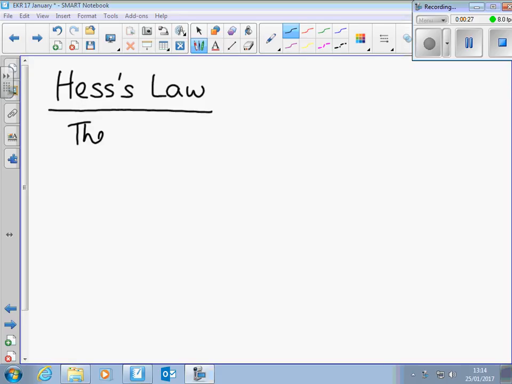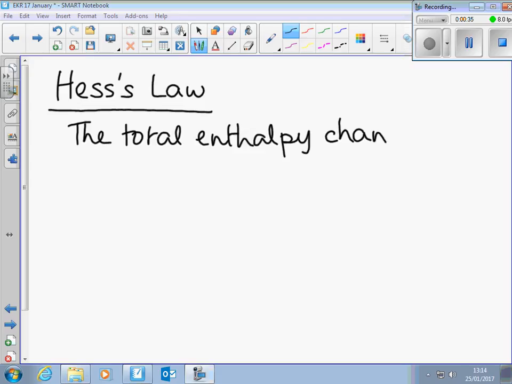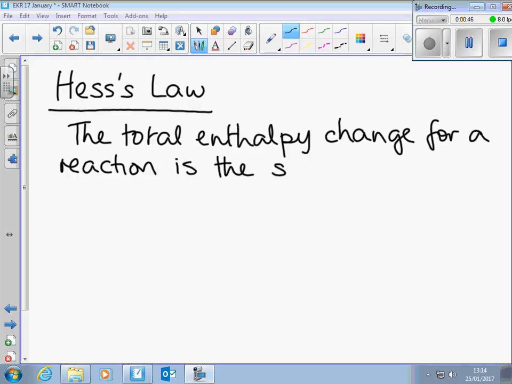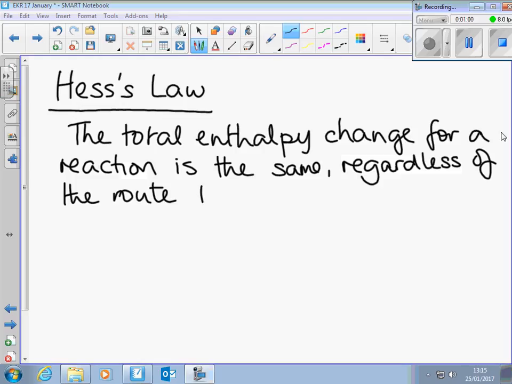Right, the total enthalpy change for a reaction is the same regardless of the route taken from reactants to products.